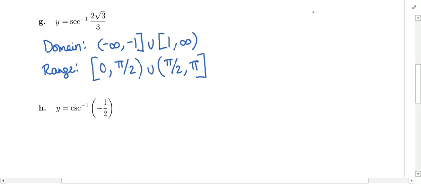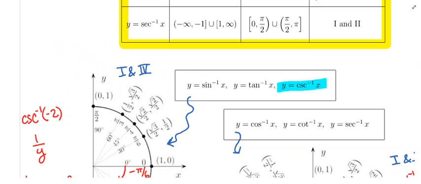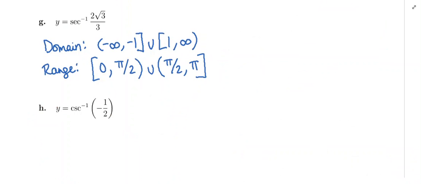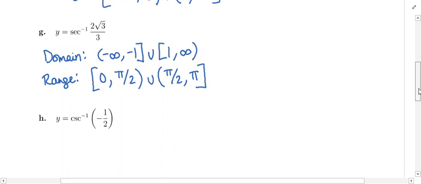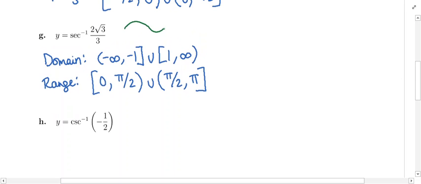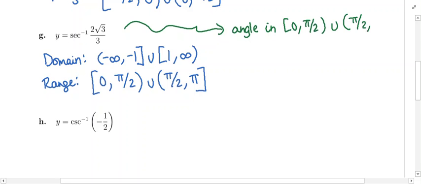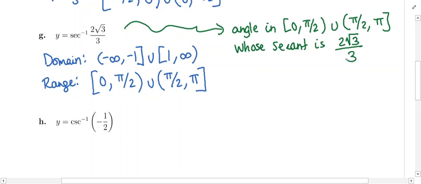Okay, so it looks like this. All right, so let's work on this. What we're doing here is trying to find, and I'll write it in a different color, the angle in this range whose secant is 2 square root of 3 over 3.